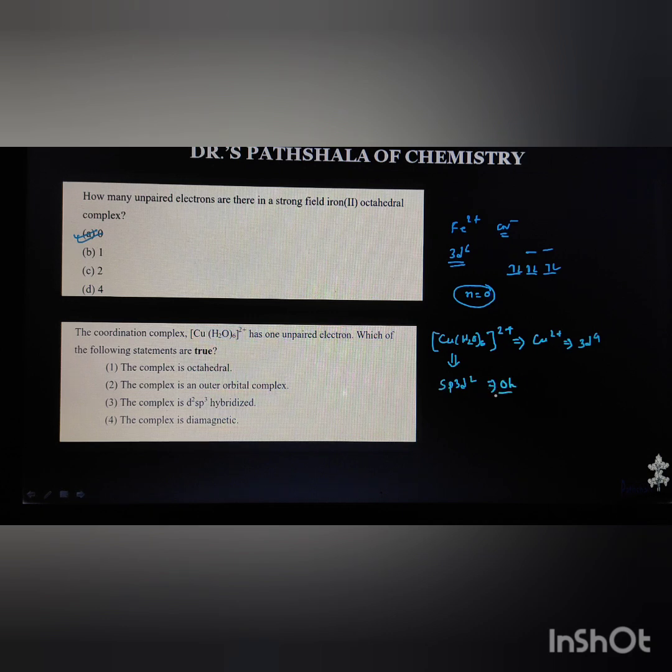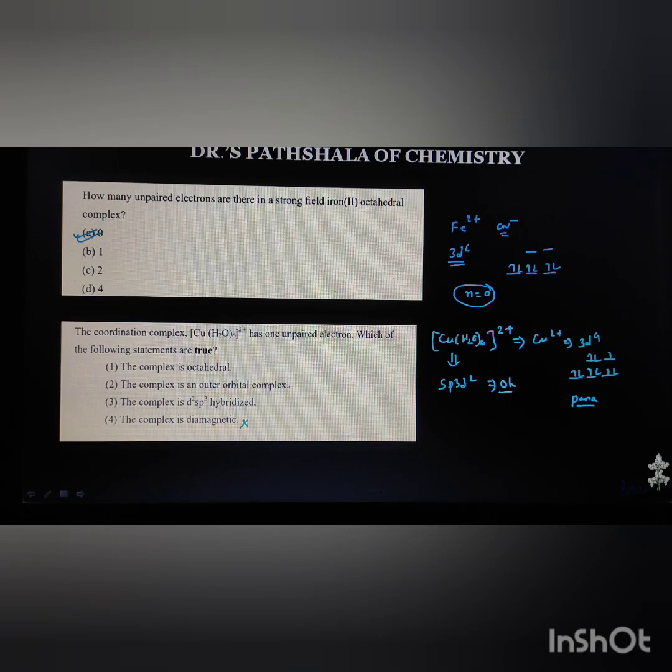The complex is an outer orbital complex. The complex is d2sp3 hybridized. The complex is diamagnetic. So the complex is diamagnetic, it is not correct, because 9 electrons can never be paired up. So there must be one unpaired electron. That means it is paramagnetic. So option 4 is wrong.